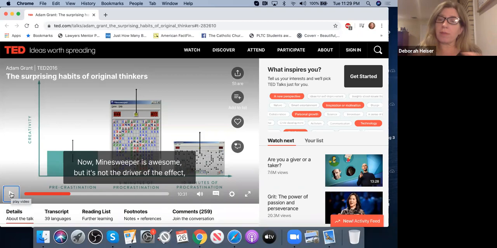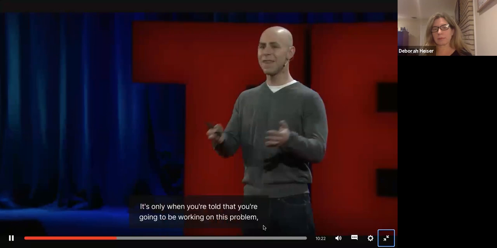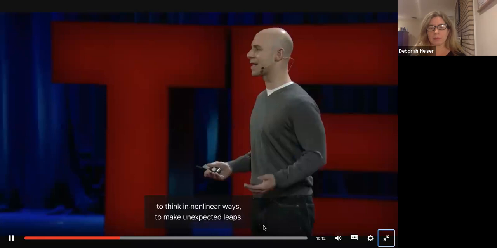So just remember all 5 of the steps that are there and just try to apply it here to this next part. Because if you play the game first, before you learn about the task, there's no creativity boost. It's only when you're told that you're going to be working on this problem, and then you start procrastinating, but the task is still active in the back of your mind, that you start to incubate. Procrastination gives you time to consider divergent ideas, to think in nonlinear ways, to make unexpected leaps.